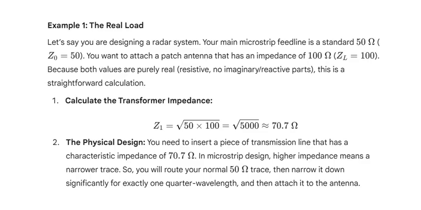Calculate the transformer impedance. Z1 equals square root of 50 times 100 equals square root of 5,000 equals approximately 70.7 ohm. The physical design. You need to insert a piece of transmission line that has a characteristic impedance of 70.7 ohm. In microstrip design, higher impedance means a narrower trace. So you will route your normal 50 ohm trace, then narrow it down significantly for exactly 1/4 wavelength, and then attach it to the antenna.